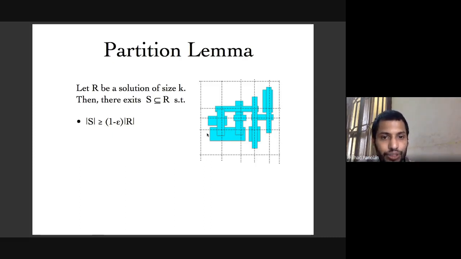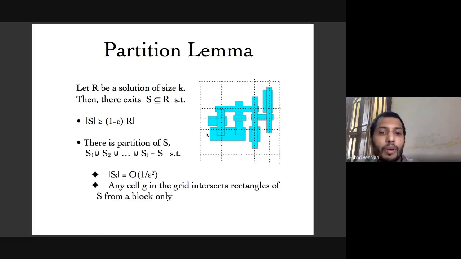There exists a solution. There exists a set of independent rectangles, which is a subset of R, whose size is large. By large, I mean it is at least 1 minus epsilon times the cardinality of R, with the following property. I will be able to partition these rectangles in S in such a way that each block has constant size. What is the constant here is order 1 by epsilon square.